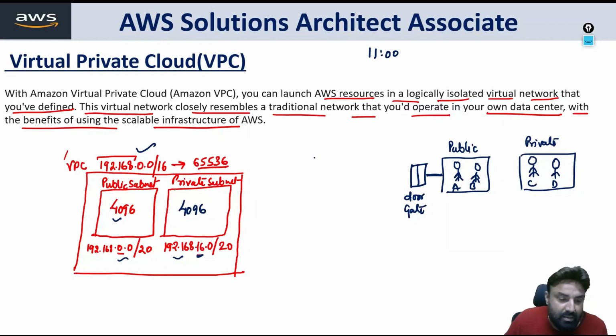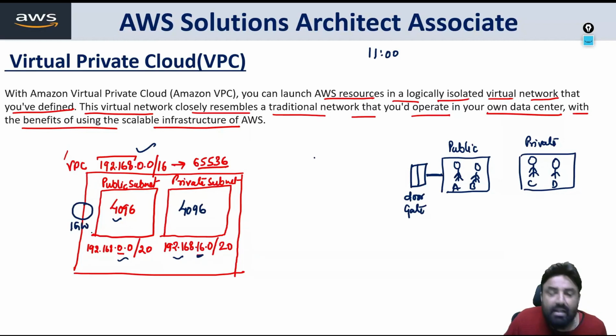Exactly in the same sense, merely by writing public, nothing becomes public. They are private only. So the subnet is private. They are not public. So what do I have to do to make it public? I have to create an internet gateway, IGW, and attach it to the VPC.